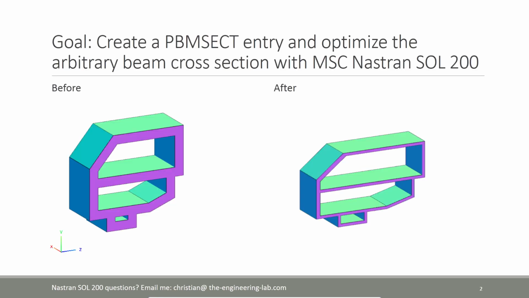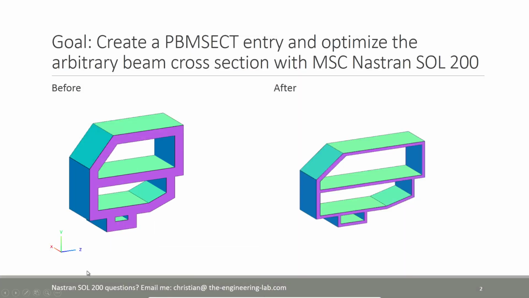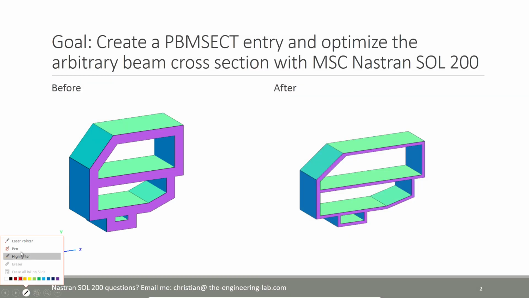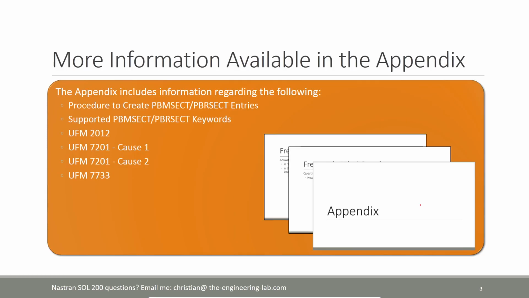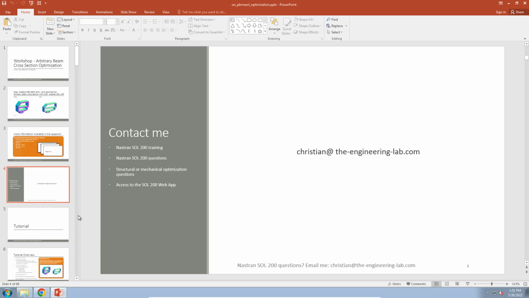Now, this is what we want to do. I'll show you in a moment how to create this arbitrary beam cross-section on the left. We are going to use the optimizer in MSC Nastran to adjust the width and the height of this beam cross-section. So by the end of this tutorial, we should expect a difference in optimized height and the width for this arbitrary beam cross-section. Now, let's go ahead and jump out of here and show you how to start.